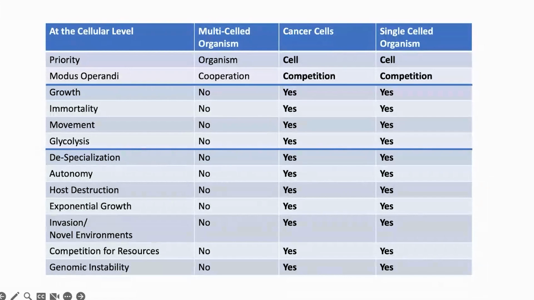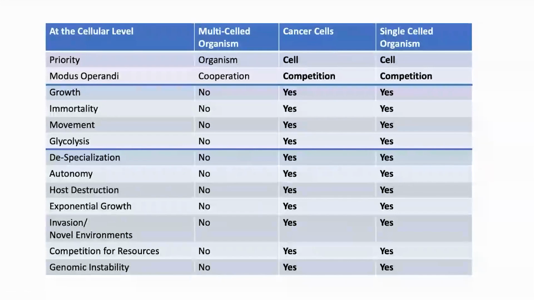They're autonomous. That is, both the cancer cell and the single-celled organism look out for themselves. It will destroy the host, right? So bacteria, of course, destroy us in their quest to get better. You have exponential growth, you invade new environments, you compete for resources, and you have genomic instability.